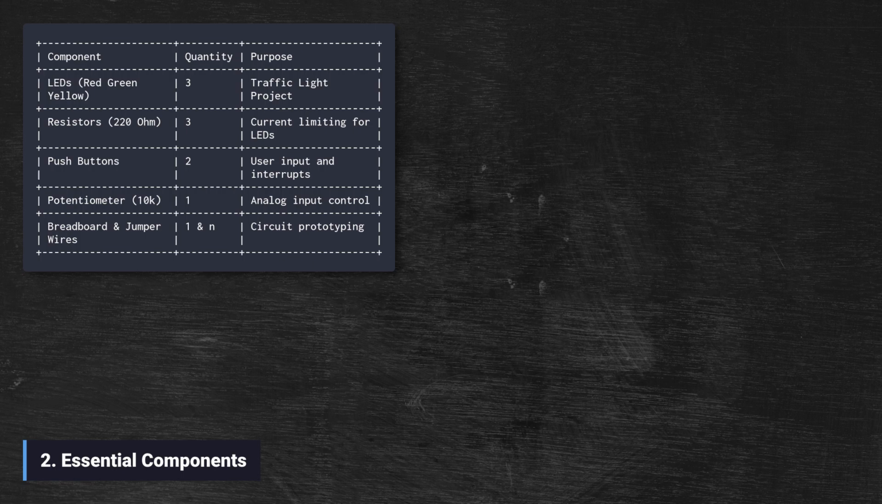For our specific projects, please gather 3 LEDs, ideally red, green, and yellow for the traffic light system along with matching resistors. You will also need 2 push buttons for digital input and 1 potentiometer to practice analog data handling within our classes. And of course, ensure you have a USB cable to connect your Arduino to your computer for uploading the OOP code we are about to write.